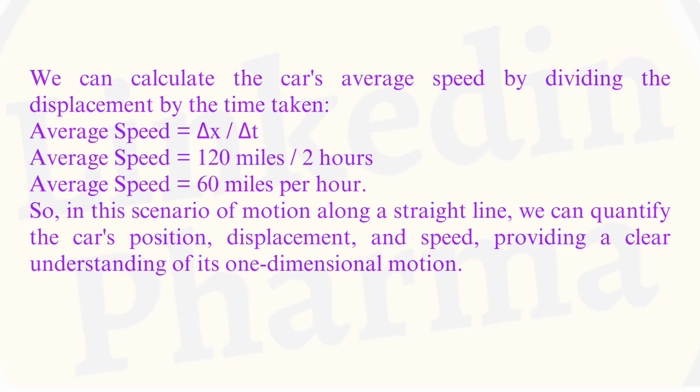We can calculate the car's average speed by dividing the displacement by the time taken. Average speed equals delta x by delta t. Average speed equals 120 miles per 2 hours. Average speed equals 60 miles per hour. So, in this scenario of motion along the straight line, we can quantify the car's position, displacement, and speed, providing a clear understanding of its one-dimensional motion.